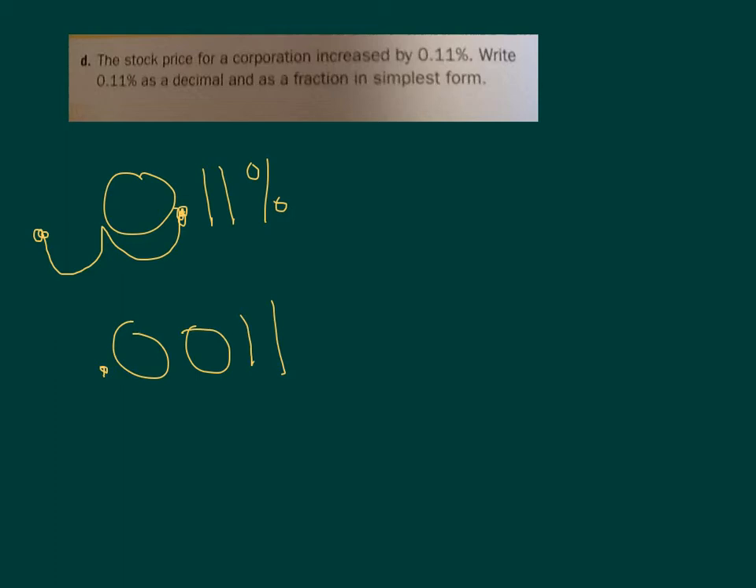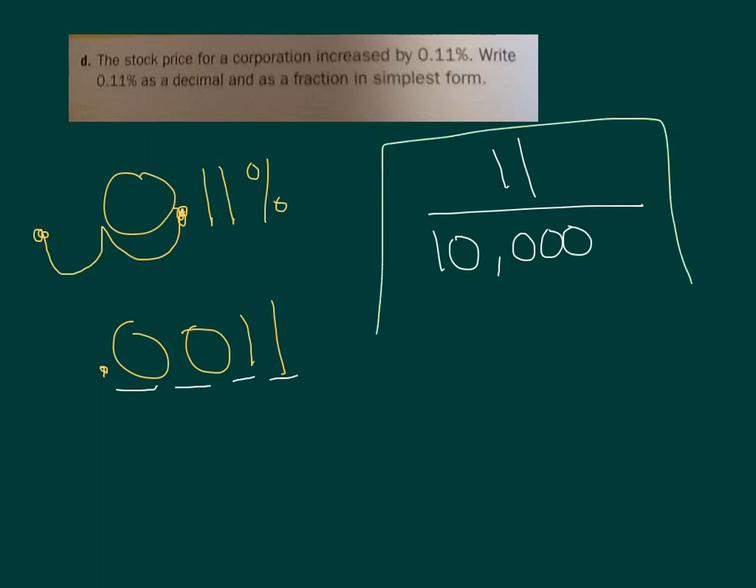Well, remember, this is the tenths, hundredths, thousandths, 10,000ths spot. So this would be 11/10,000ths. So as a fraction, I would write 11 over, since it's 10,000ths, over 10,000. This is 11/10,000ths. And then I need to simplify.